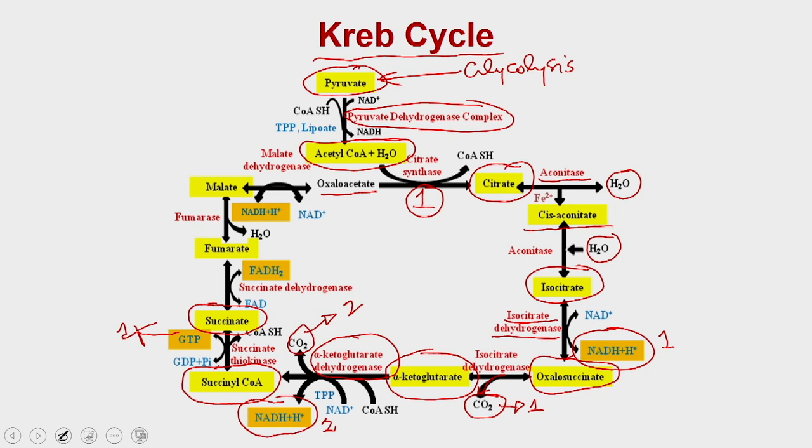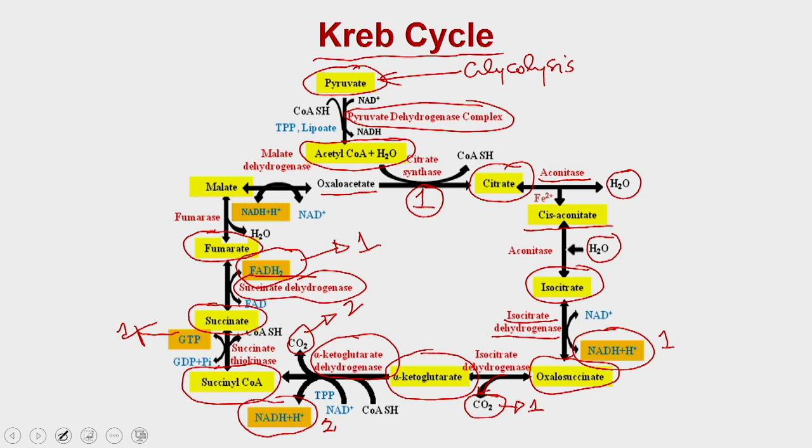Now the succinate is converted into fumarate with the help of the enzyme known as succinate dehydrogenase, and another molecule of FADH2 is produced, which is the first molecule of FADH2, a reducing equivalent. So far in the Krebs cycle, we have generated two molecules of NADH.